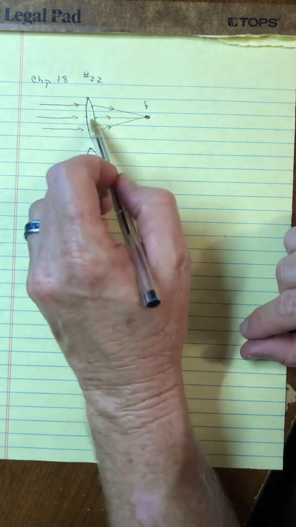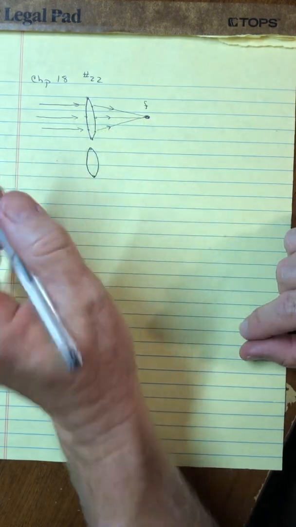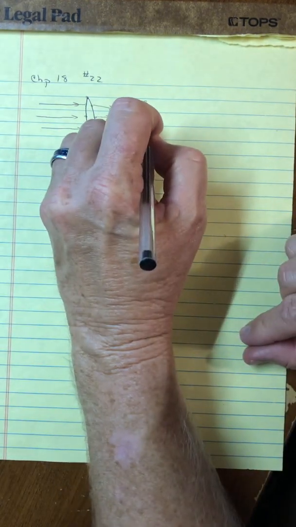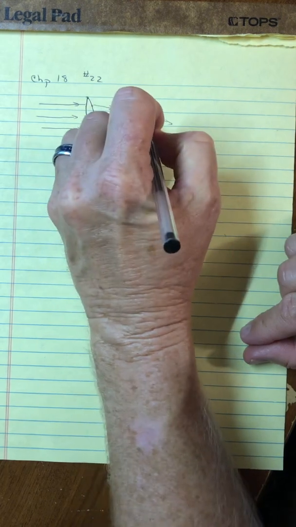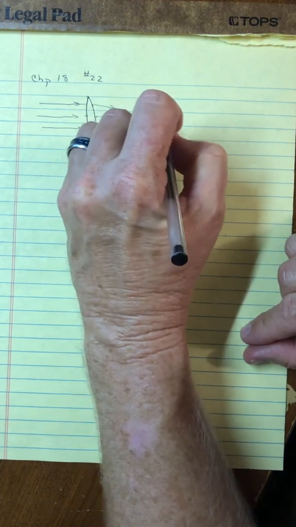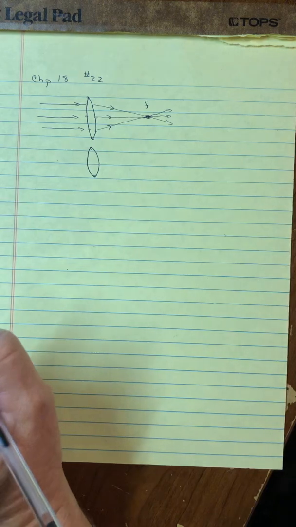So we call this the focal length. How far is this point from the lens? Of course, the light continues on out, so after the focal point, it'll look like it's diverging.